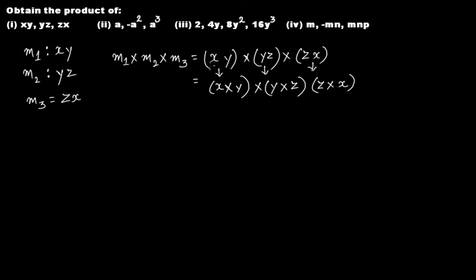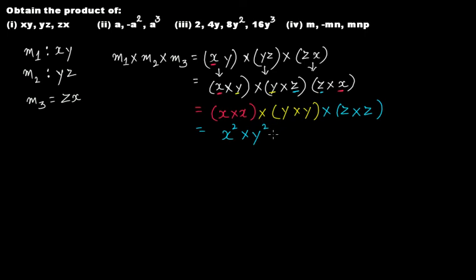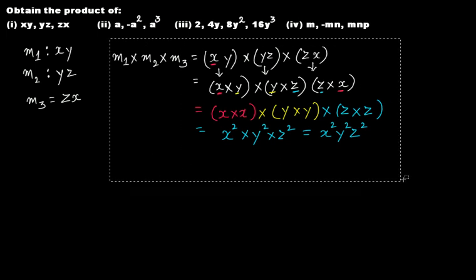Now you have to look at the variables. You have x here and you have x here, so x multiplied by x. Now you have y here, you have y here, so y multiplied by y. Then you have z here and you have z here, so this is z multiplied by z. So this gives you x squared multiplied by y squared multiplied by z squared. This can be written as x squared, y squared, and z squared. So this is your answer.